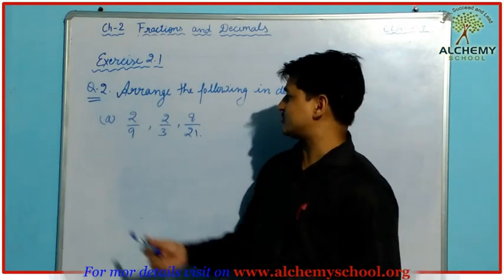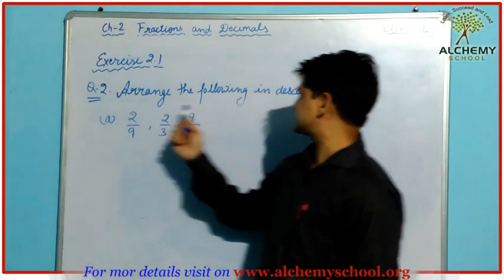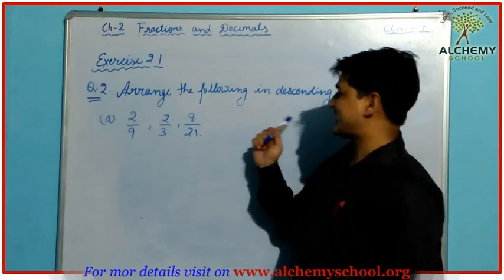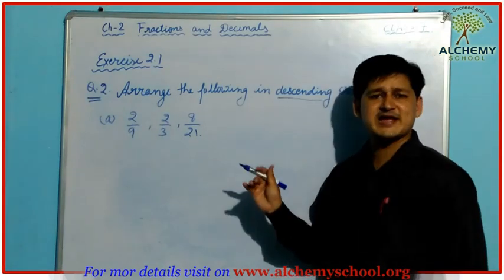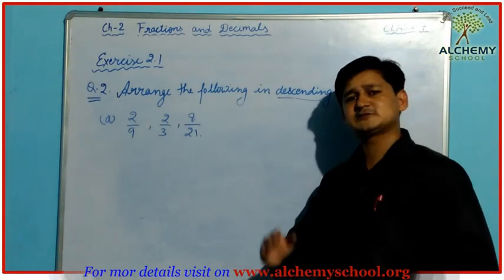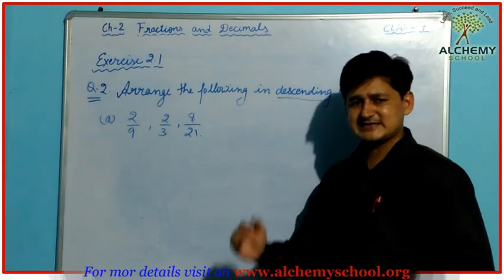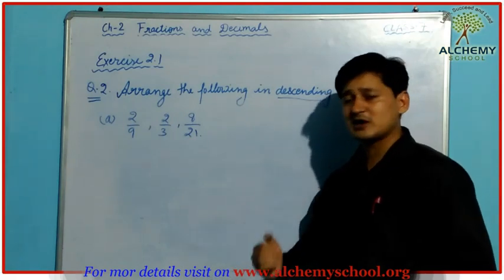So I have taken the question from your exercise 2.1. Question number 2 is: arrange the following in descending order. Arranging in descending order means we have to write the greatest value first, and then after that we have to write the smaller values.